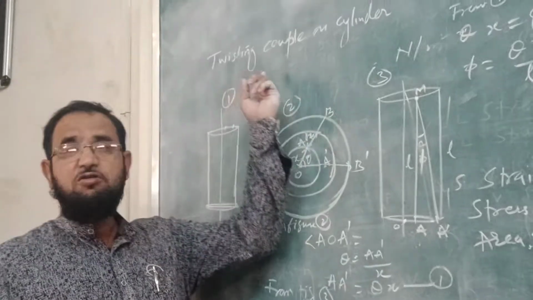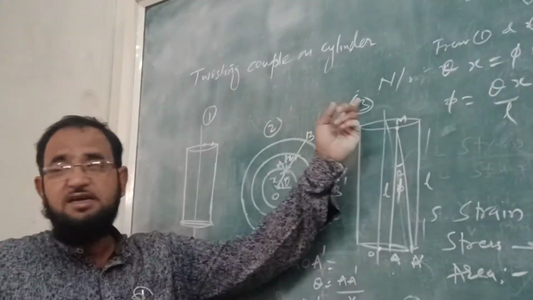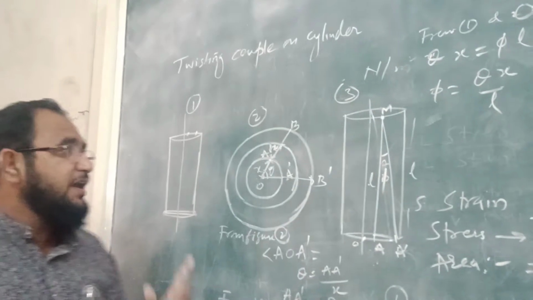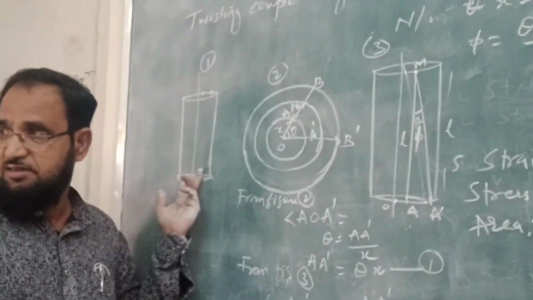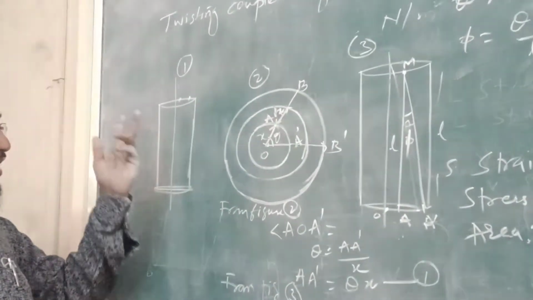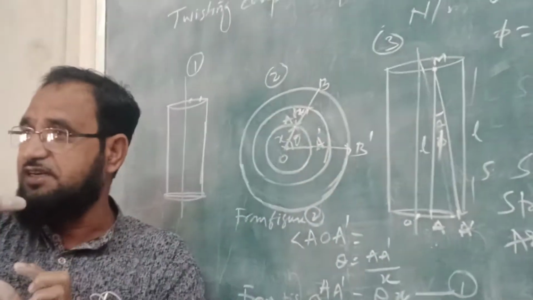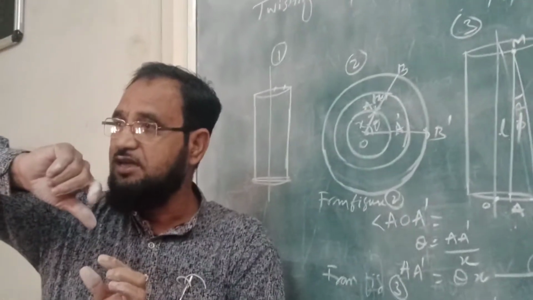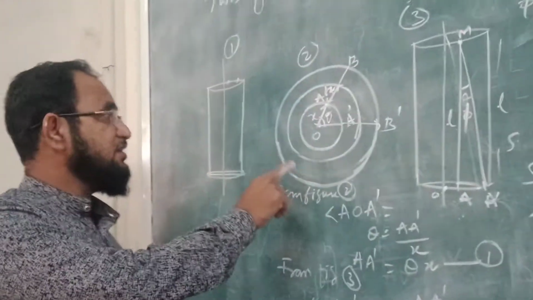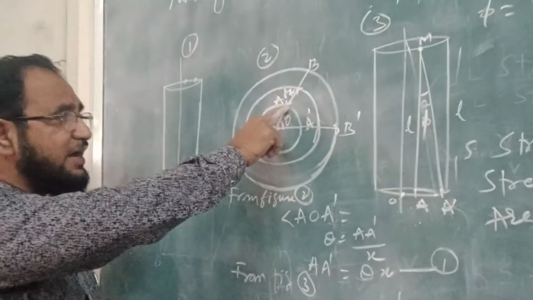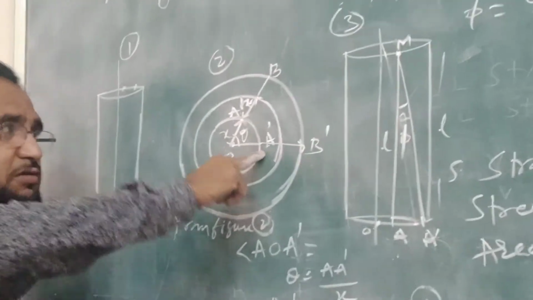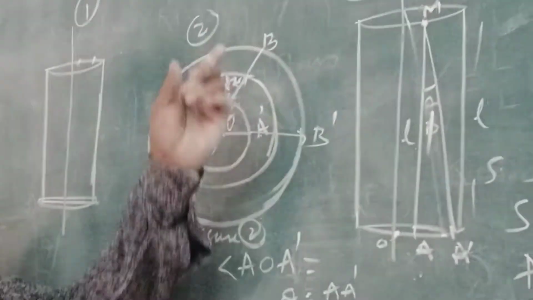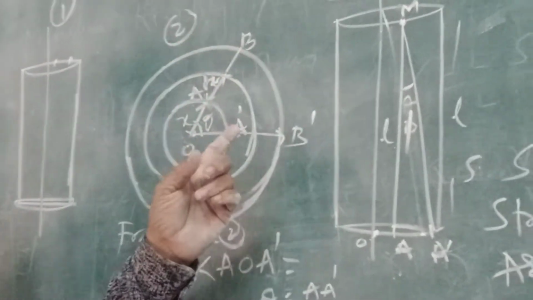Going to study about the twisting couple on the cylinder. So we have here one cylinder of radius r. Now this cylinder we want to twist it, which means we are applying a force and producing a twist in the cylinder. So if a point is at A, it gets displaced to A dash, and if a point is at B, it gets displaced to B dash.